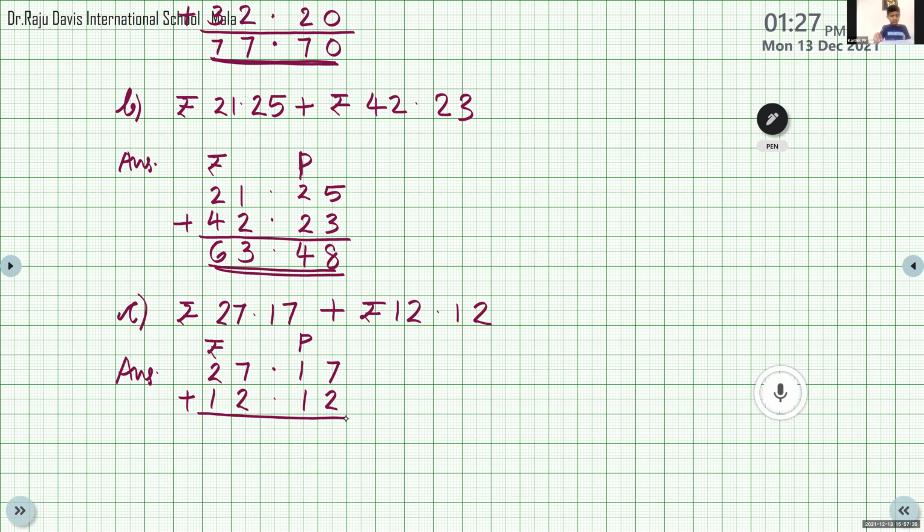39 rupees 29 paise. Let's start with the paise. 7 plus 2 is equal to 9. 1 plus 1 is equal to 2. Put a dot. 7 plus 2, 9. 2 plus 1, 3. So 39 rupees 29 paise. Let's move to D.